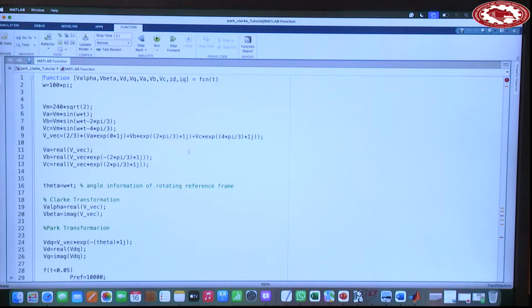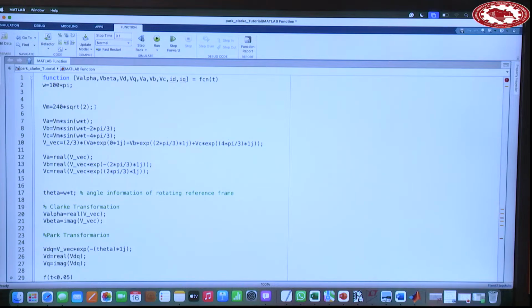I have taken this MATLAB function. Click in MATLAB, go to Simulink, double click there and search MATLAB function, user defined function, and you will get it. I am taking this t as an input for time reference. Omega is equal to 100 pi, which is 2 pi into 50. I have taken the peak value as 240 into root 2, since 240 is the phase voltage RMS.